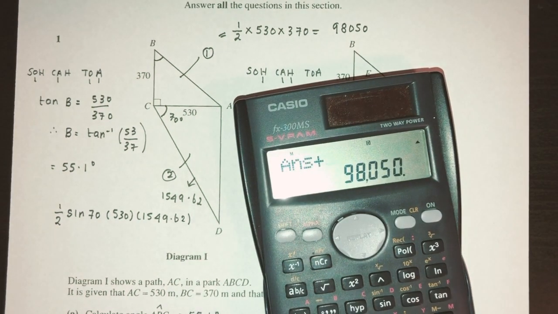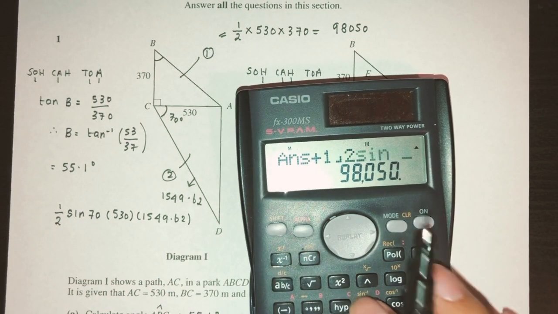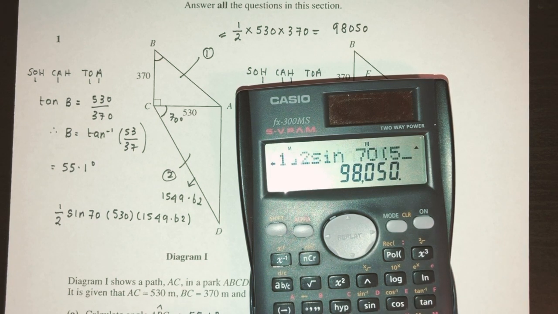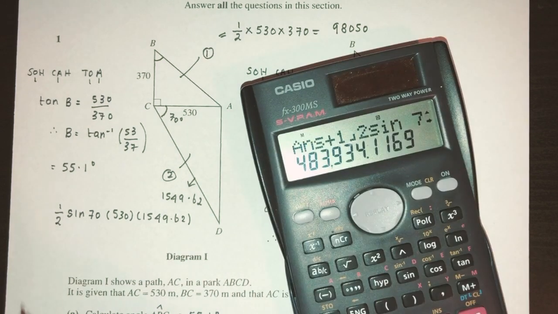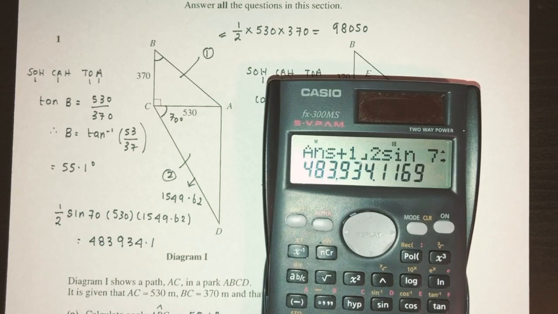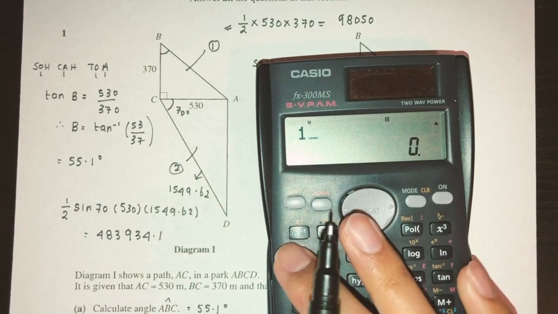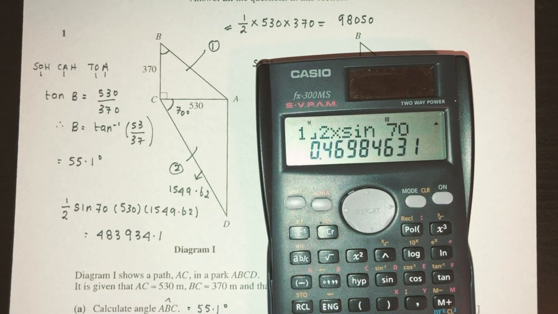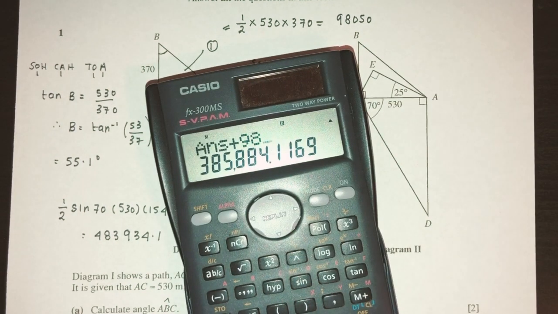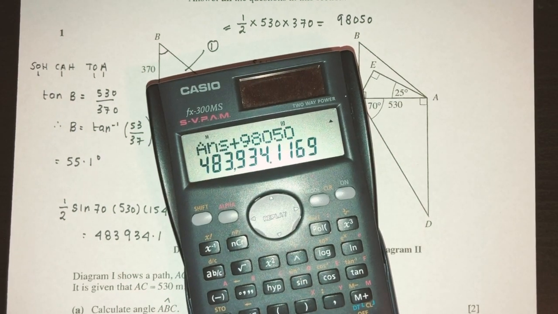So plus half sine 70 times 530 times 1549.62. That will be 483934.1. Let's check one more time. I'm not too sure because this one is a big number. Let's check one more time. So we have half times sine of 70 times 530 times 1549.62, and then plus this one, 98050. Yep, that will be the answer.